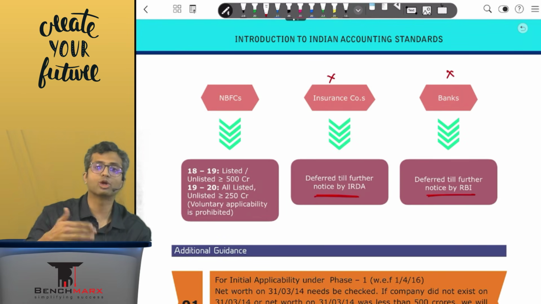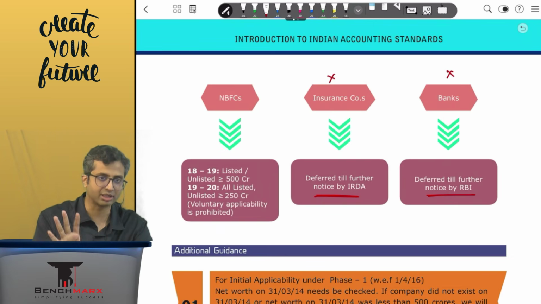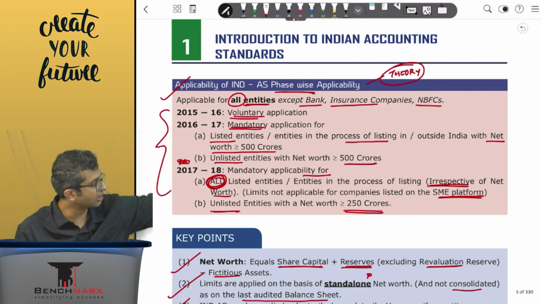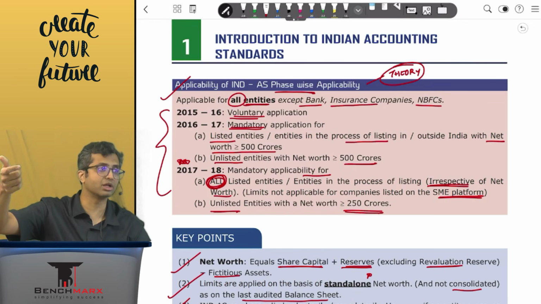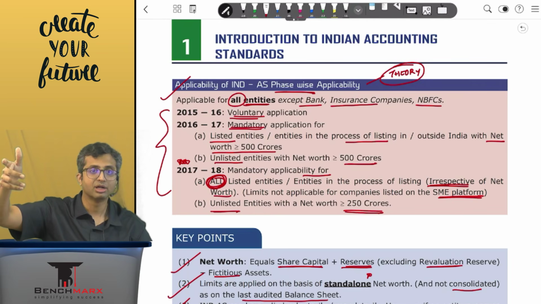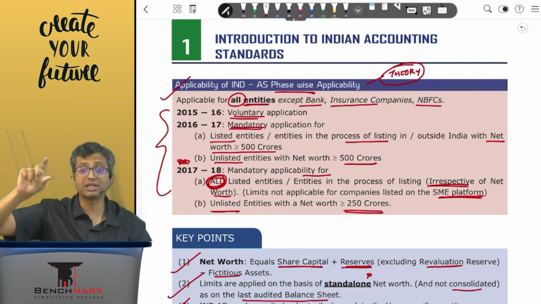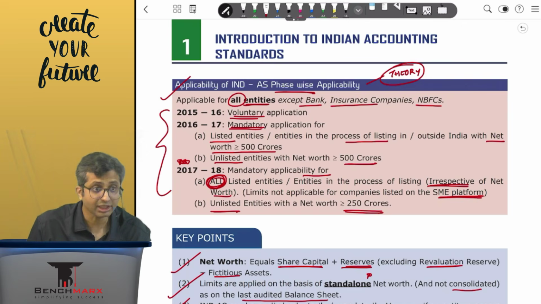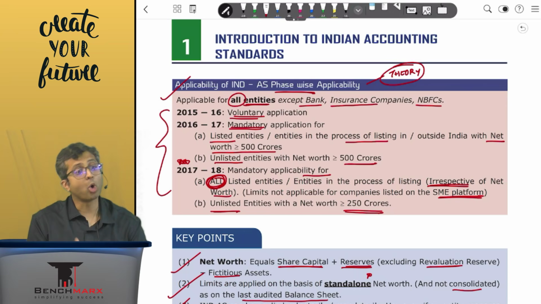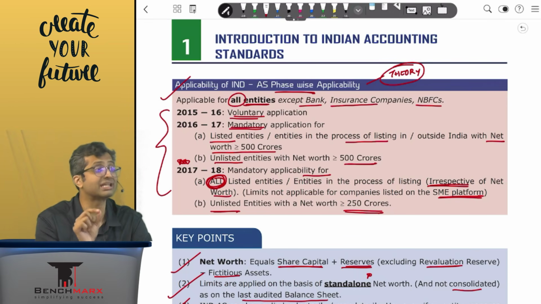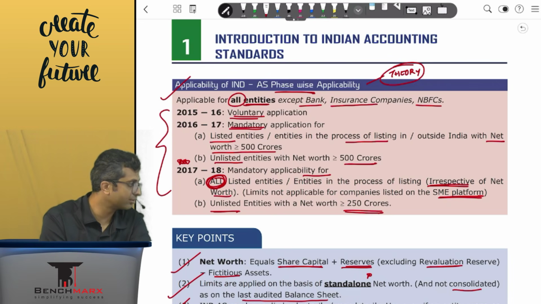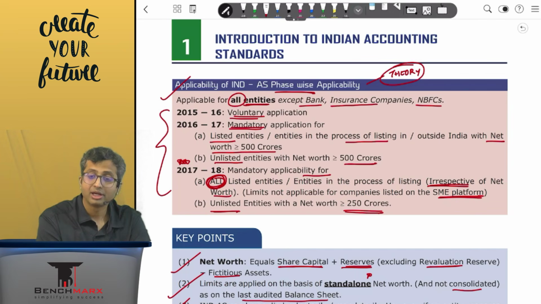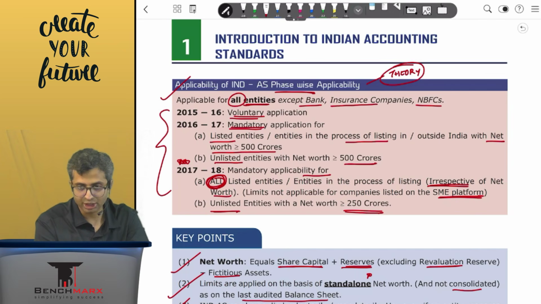And NBFC roadmap was a +2 roadmap. Just remember that. Whatever you studied over here, if you can do +2, that is 16-17 में जो हो रहा है, that is net worth of greater than 500 crores for listed or unlisted entities will be applicable for NBFCs when 18-19. For all listed entities, that is all listed NBFCs and NBFCs having a net worth of more than 250 crores, applicability will be 19-20.